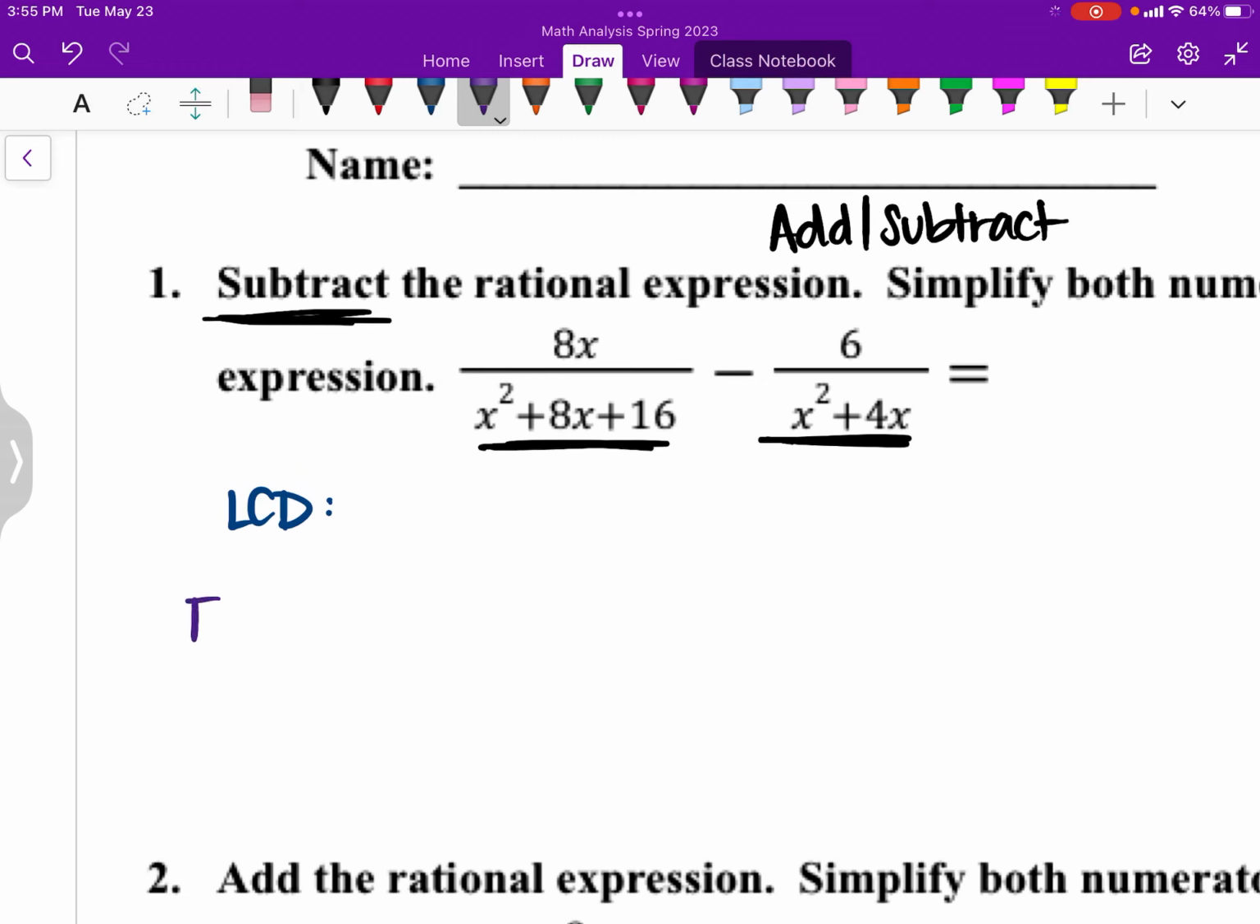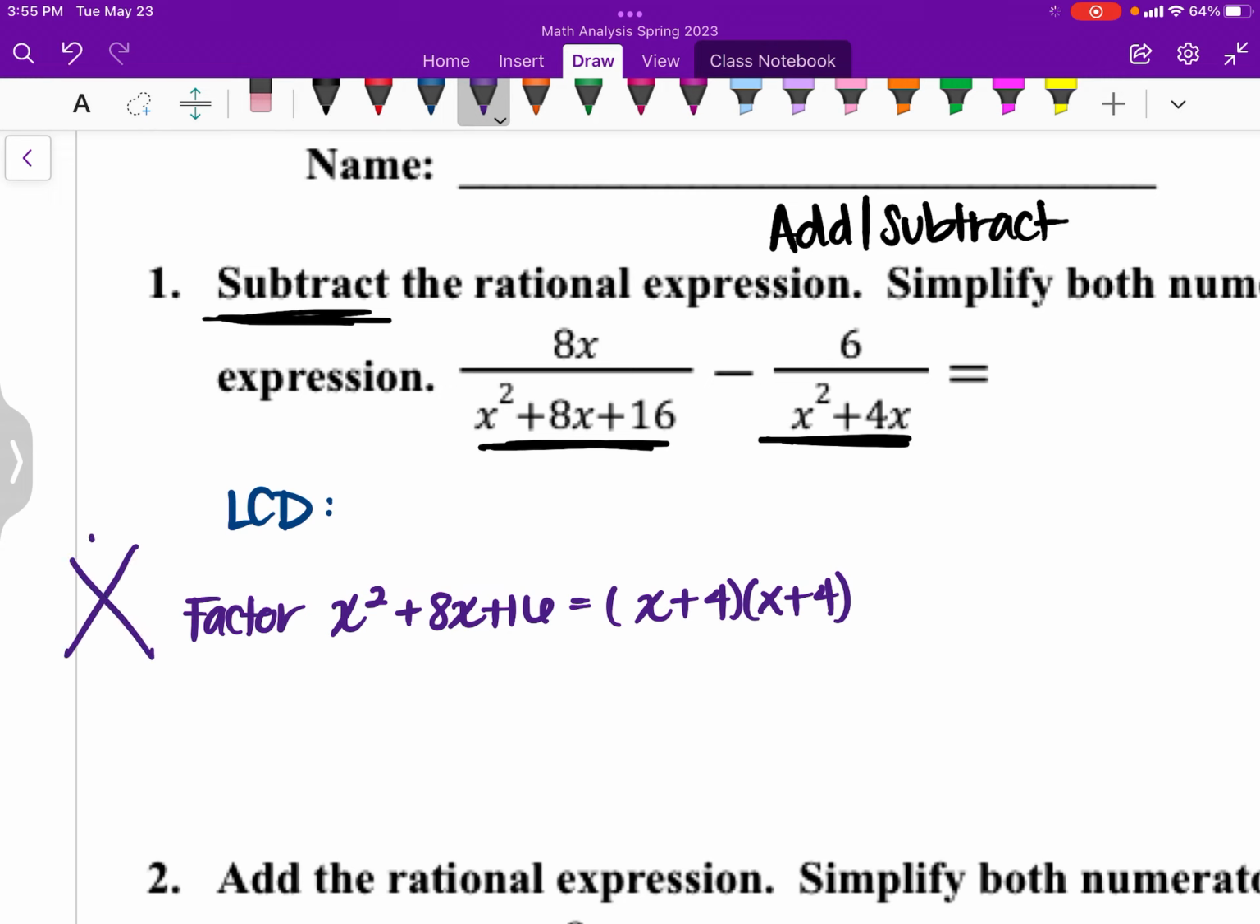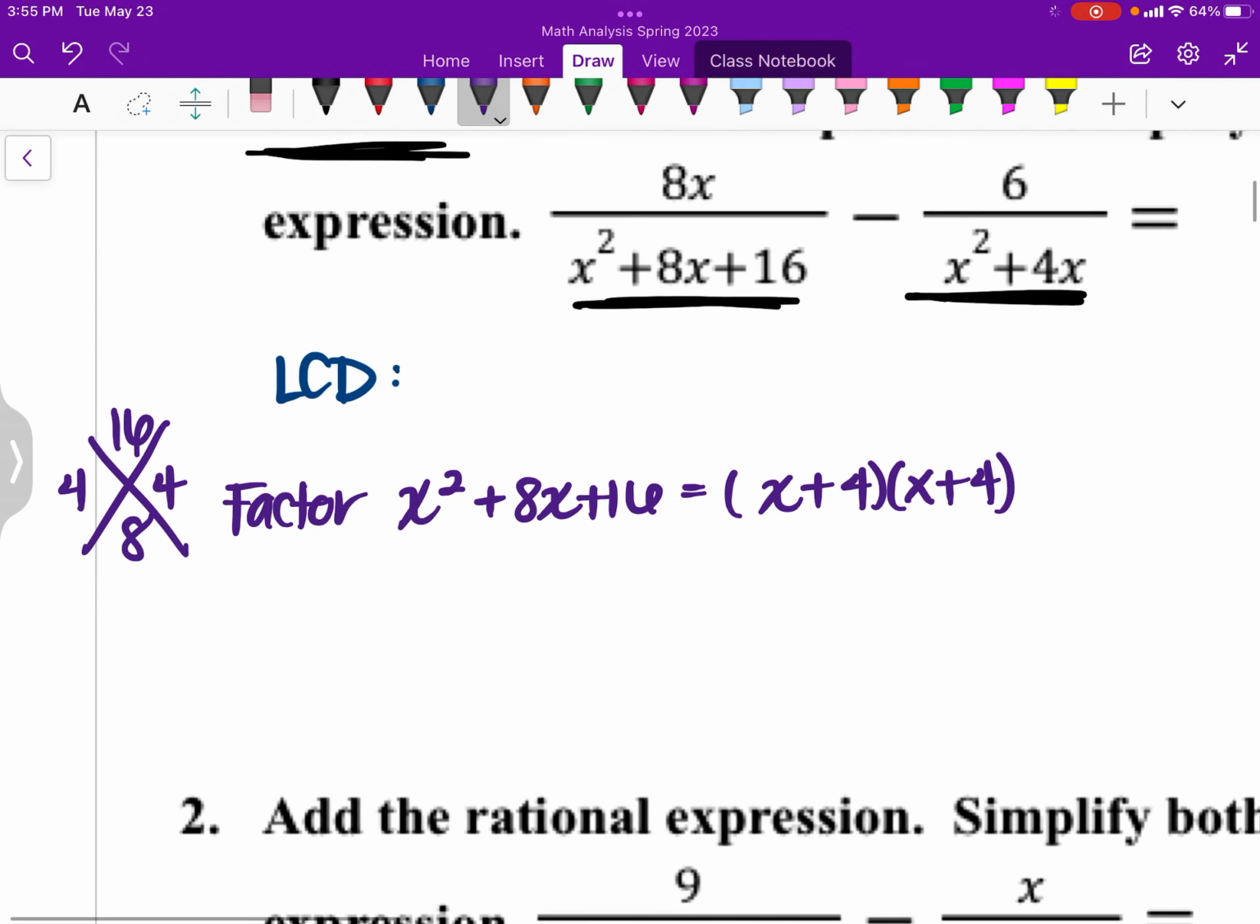We want to factor the x squared plus 8x plus 16, right? If we do the diamond method, that would give us x plus 4 times x plus 4. Once again, with the diamond method, we have a 16 on top and 8 on the bottom, and two numbers that multiply to the top and add to the bottom would be 4 and 4. So those would be our factors.